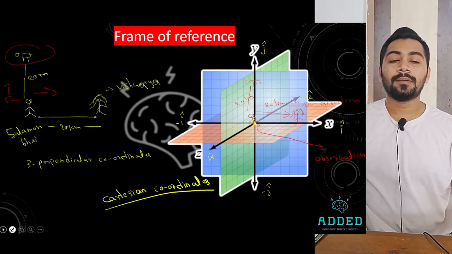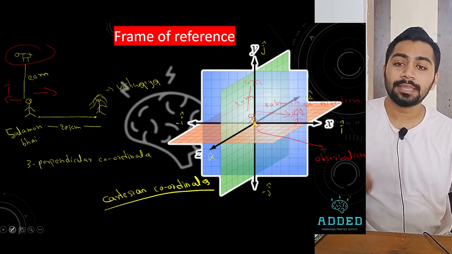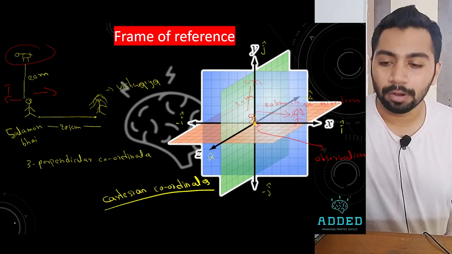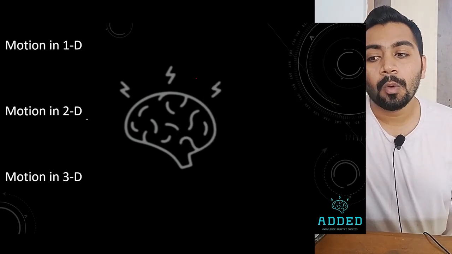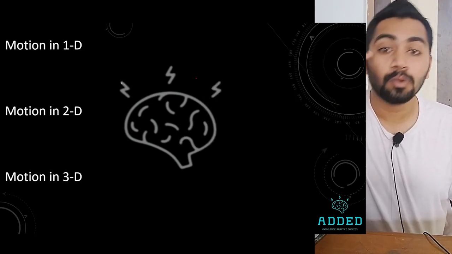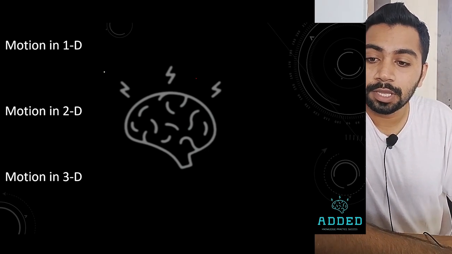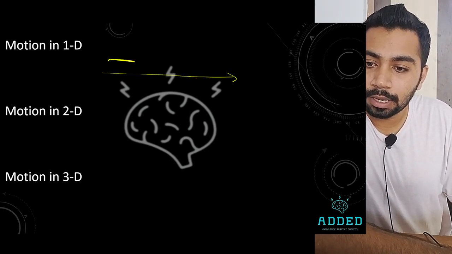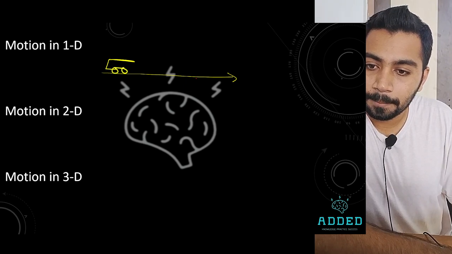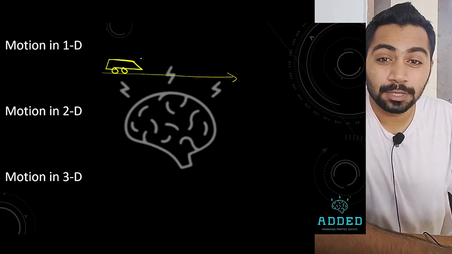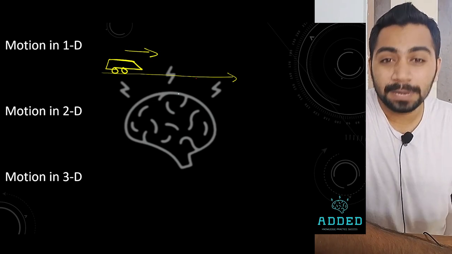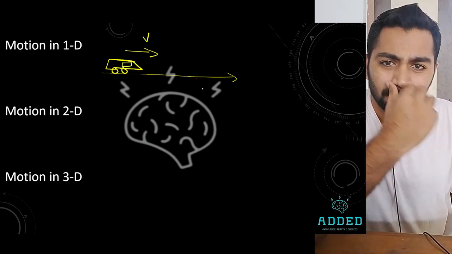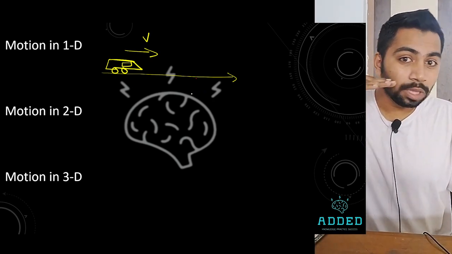Now there are three kinds of frame of reference, three kinds of motion. First of all, motion in one dimension, motion in two dimensions, motion in three dimensions. Now suppose, let's say this is a road, and this is your car. Now it is moving with some speed, let's say speed v. Now it is traveling in only one path.